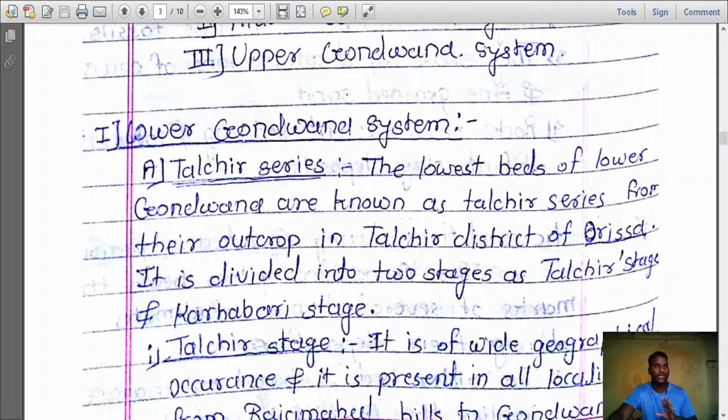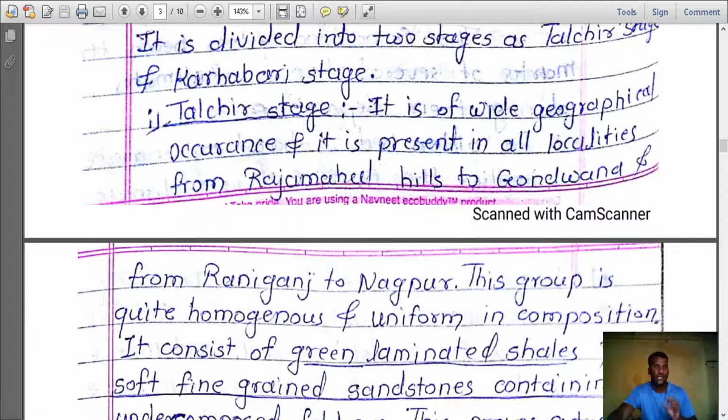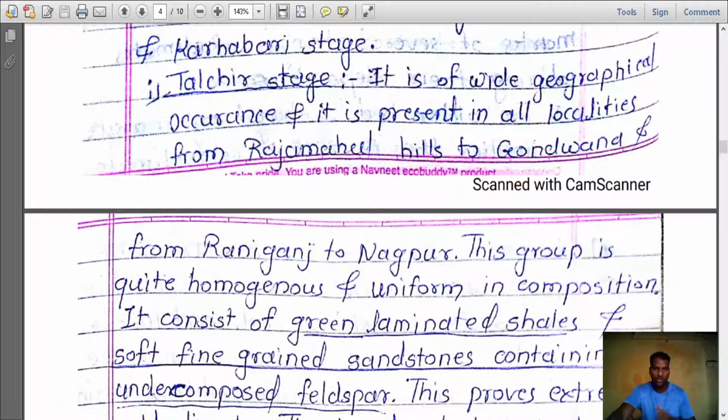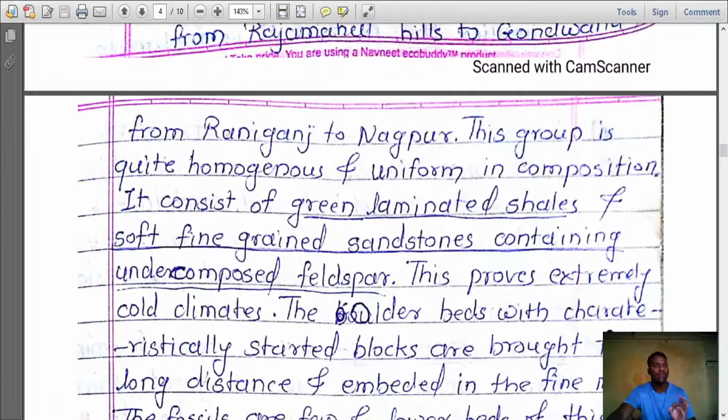From their outcrop in the Talchir district of Orissa, the series is divided into two stages, the Talchir stage and the Karharbari stage. The Talchir stage is of wide geographical occurrence and is present in all localities from the Rajmahal Hills to Godavari, and from Raniganj to Nagpur. This group is quite homogeneous and uniform in composition. It consists of green laminated shales and soft fine grained sandstones containing undecomposed feldspar. This proves an extremely cold climate.